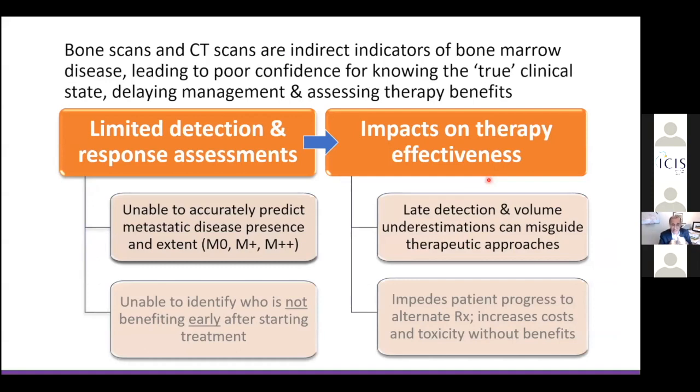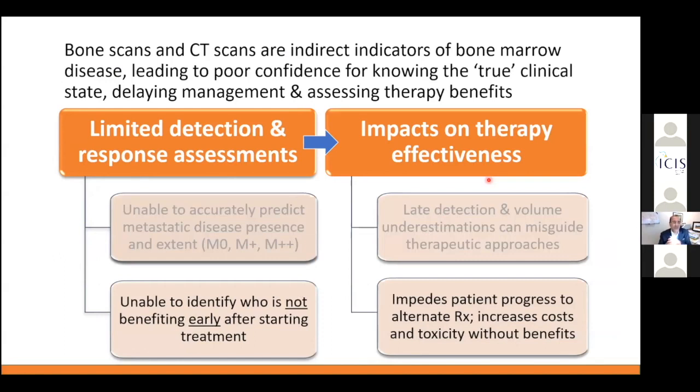So two major themes: detection, so inability to detect disease presence and volume early enough to be able to make an impact on therapy effectiveness. And this is what Christina just talked about. But we're also unable to identify who's not benefiting from a therapy early after starting, which means that we impede patients' progress to alternative therapies, which are now increasingly available.